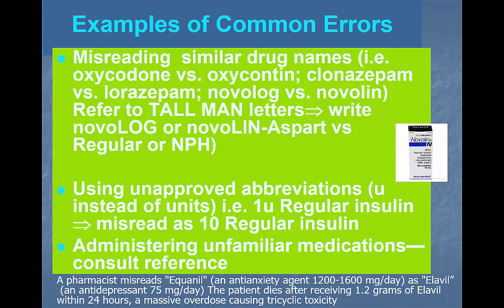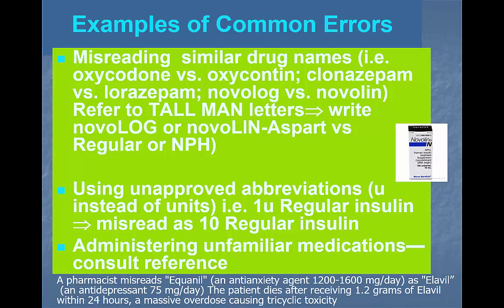Another common error, misreading similar drug names. Oxycodone versus OxyContin, clonazepam versus lorazepam. One of them's Novolog versus Novolin, the insulins. So you see there the tall man letters, Novolog or Novolin. So when you see those, you can't really confuse it with Novolin because you're using those tall man letters at the end. It's signaling to you, hey, this is like another one, be careful. All right. And then the units I already talked about, the 1 unit, and misread as 10 units.